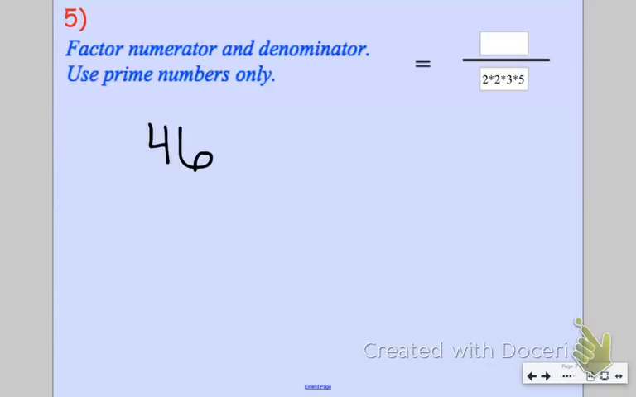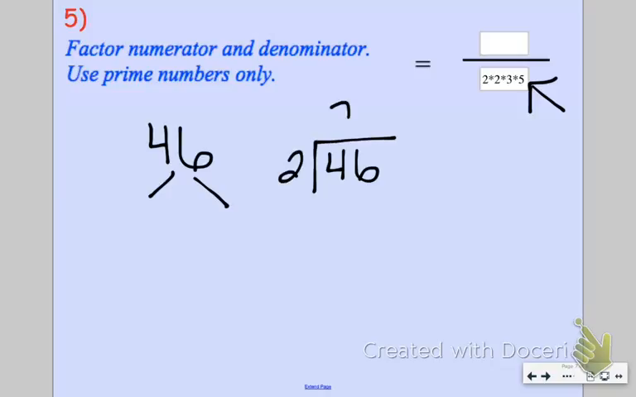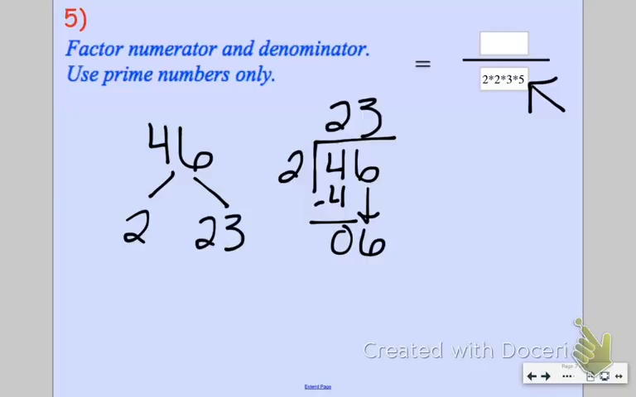Step 5 says that I need to factor the numerator and denominator but use prime numbers only. Well, again, my denominator is already done. Just copy and paste that from your previous steps. But now I need to factor the numerator. So, 46. I see that it ends in an even number, so let me try 2 and see if I can break that down. 2 goes into 4 2 times, and 2 goes into 6 3 times, so I know that 2 times 23 works.